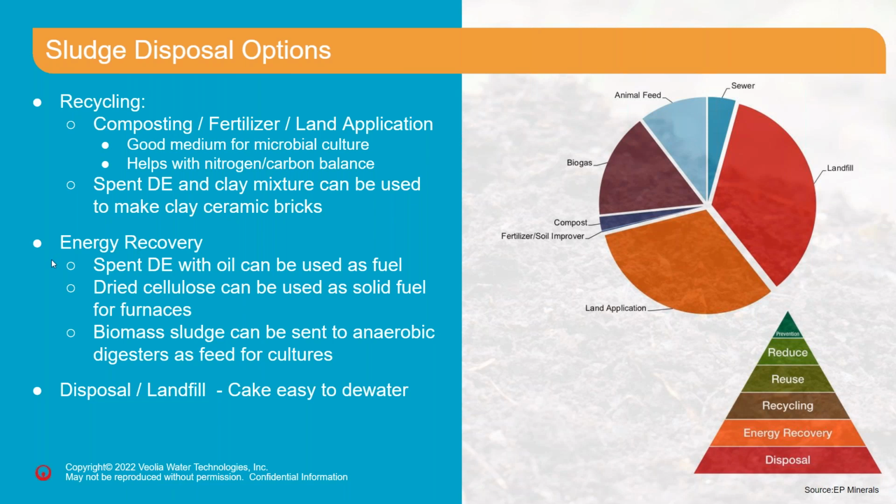Now for the energy recovery options, both spent DE with oil and also dried cellulose can be used as supplementary fuel, like for furnaces. Also, sludge produced with biomass from food and beverage industries can be sent to anaerobic digesters to produce biogas.